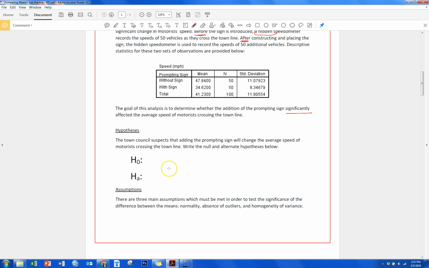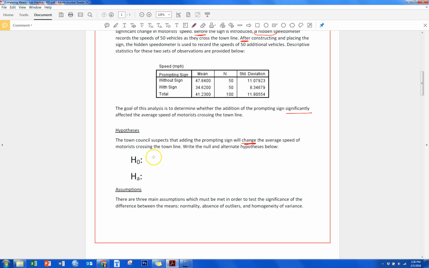Let's take a look at our hypotheses. The town council suspects that adding the prompting sign will change the average speed of motorists crossing the town line. Notice the language, change. So what we have here is a bidirectional hypothesis. We're just saying that the sign will make the speed different. We sort of intuitively expect it to go down, but we're also open to the possibility that the speed could go up. Maybe something about the sign prompts drivers to speed up, or perhaps there's no change at all.